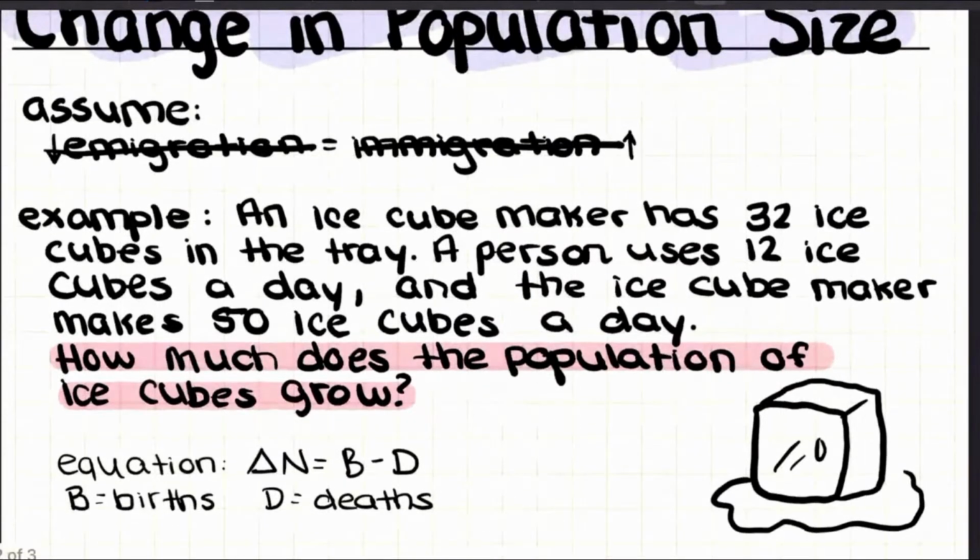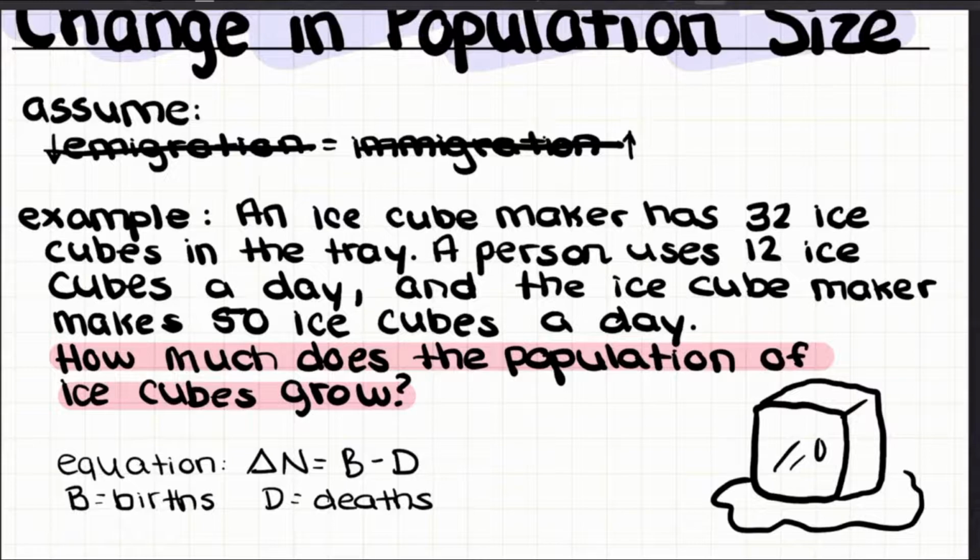So here's our example. An ice cube maker has 32 ice cubes in the tray. A person uses 12 ice cubes a day, and the ice cube maker makes 50 ice cubes a day. So how much does the population of ice cubes grow?